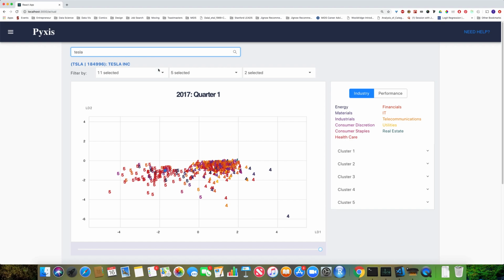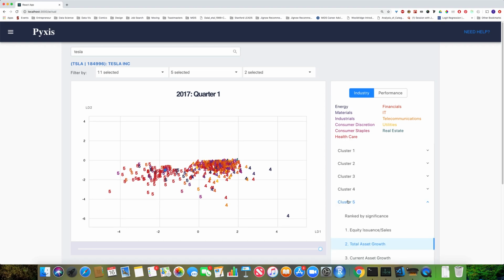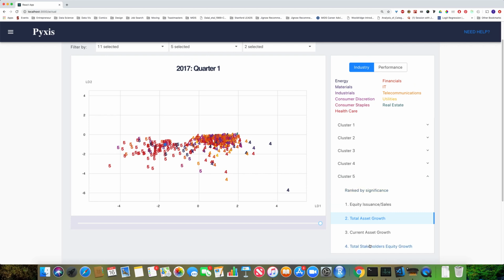we can see that Tesla, which is in group 5, based on these financial characteristics, it looks like these firms have to issue a lot of equity and are growing their assets a lot. Compare that to cluster 4, where Apple and Google are. Cluster 4 have high profitability across the income statement. It means they are profitable firms with low capital intensity and low debt. In other words, Tesla has a very different risk profile compared to tech giants like Apple and Google.